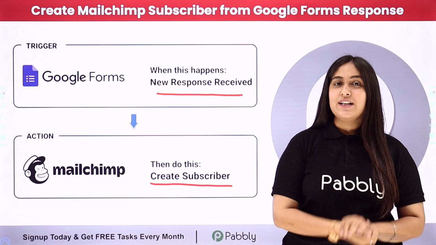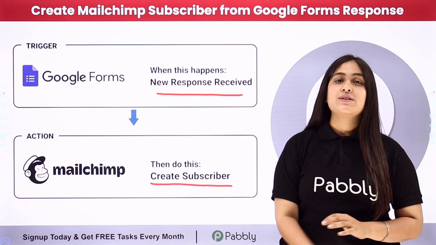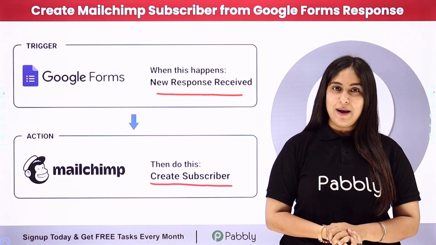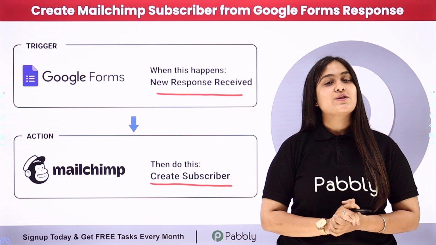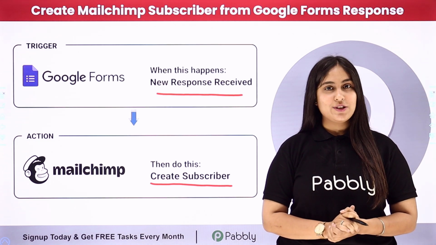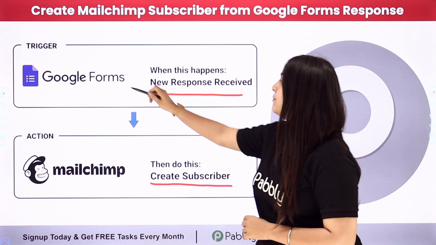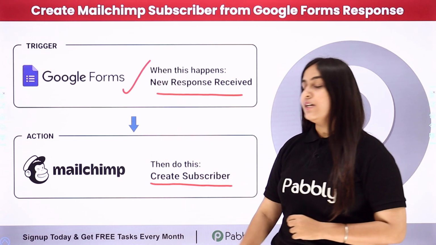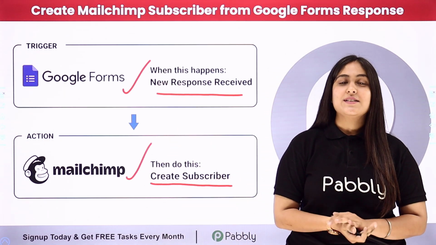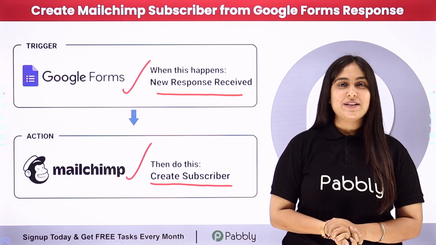To build this connection, I need to connect these applications using an automation software named Pabbly Connect. Pabbly Connect works on two principles, which are trigger and action. Our trigger application will be Google Forms and our action application will be Mailchimp. To learn this process step by step, let me take you to my screen.